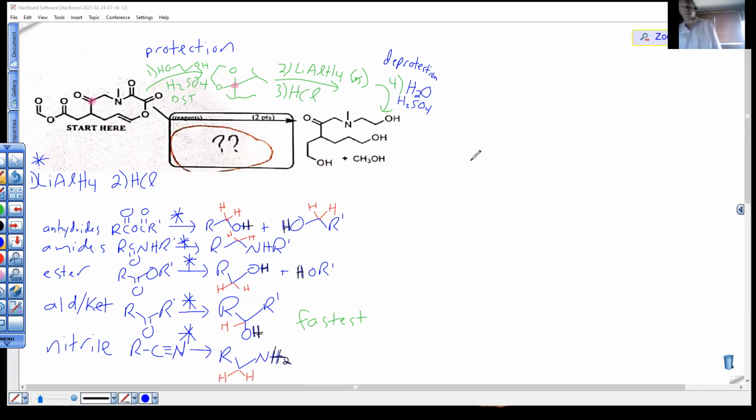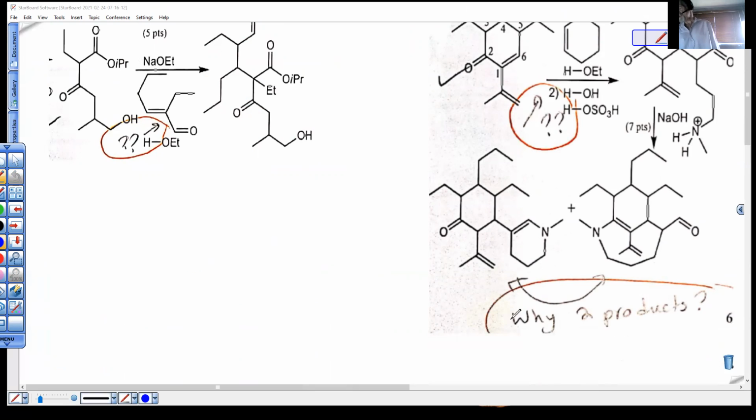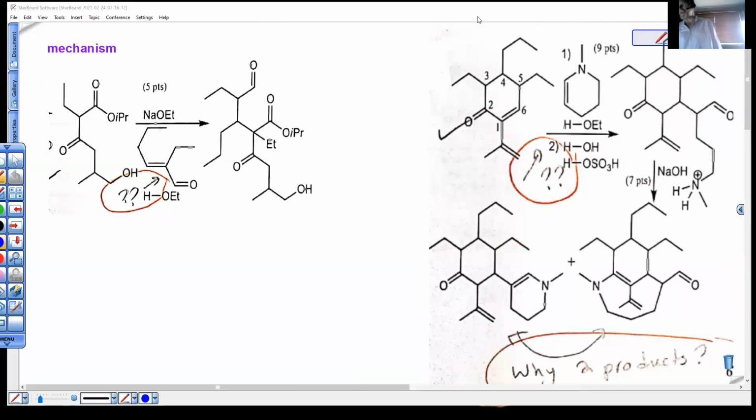All right, we'll come back after this. It looks like we have in our future a nice little mechanism with a conjugate addition involved, and then another mechanism with a conjugate addition, and then a hydrolysis. And she has a question why we have 2 products there, and we'll address that when we get back. Looking forward to it.